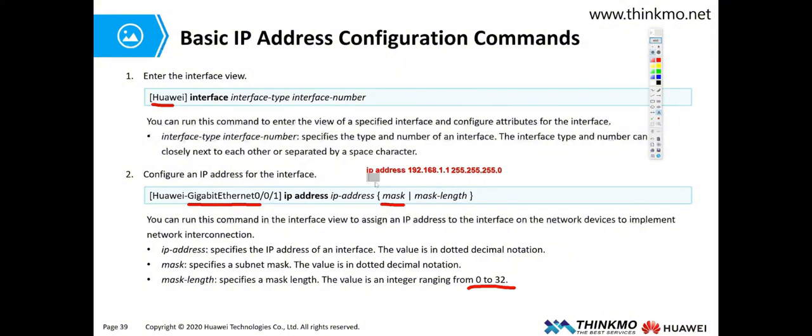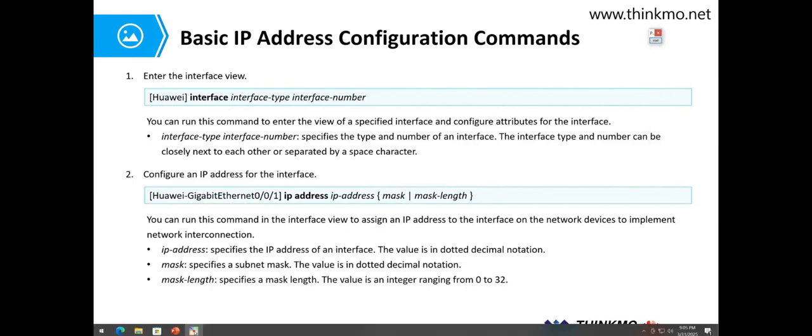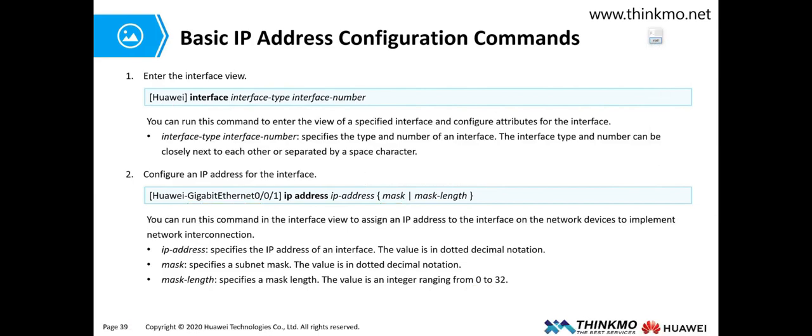Besides this, we can also use the IP address, for instance, 192.168.1.1, and convert the 255.255.255.0 into the subnet length, which is 24. Now, in this process, either of these 2 commands can help you configure the IP address of our interface. Let's look at a case next.